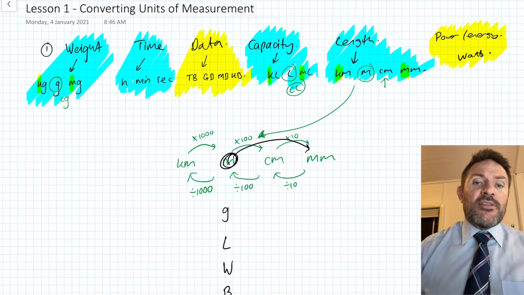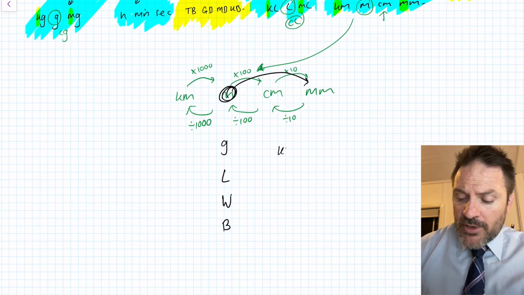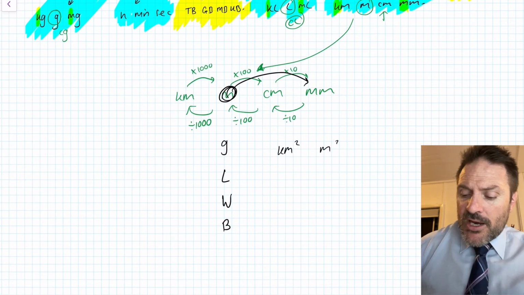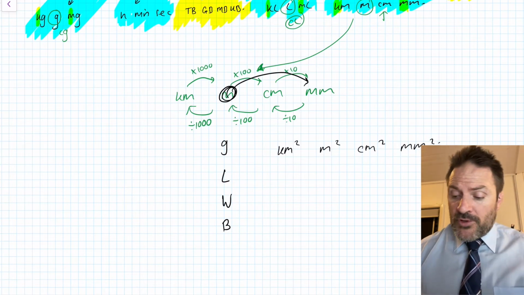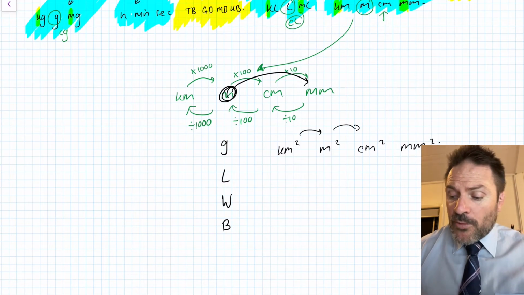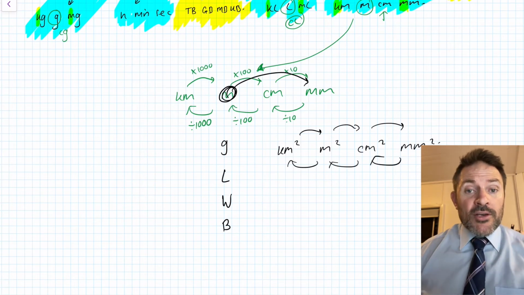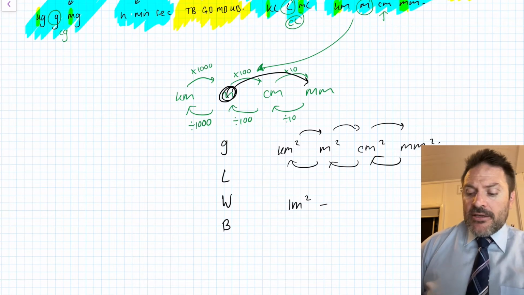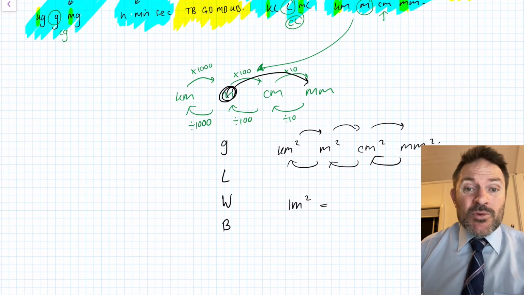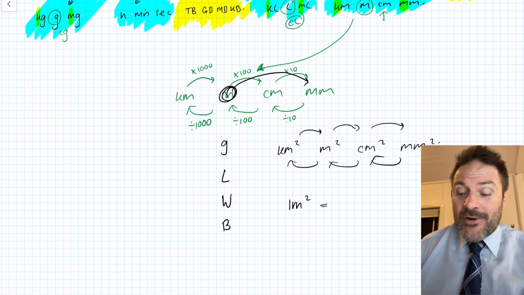Later on, when we do things like area measurements, when you're doing things like kilometers squared to meters squared to centimeters squared to millimeters squared, it's really important that you know those conversions. They're almost the same. Hopefully you might remember this from the Year 9 course, but think about having 1 square meter and we want to convert that to centimeters squared. Would you know the answer? If you say 100, you're incorrect.